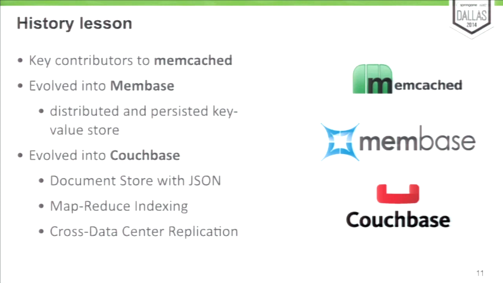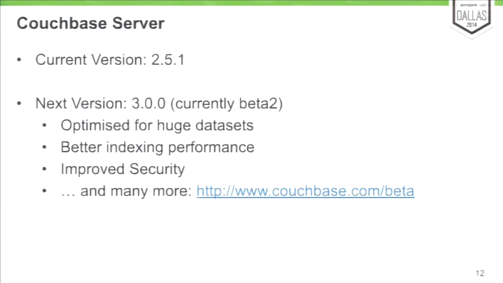And then sometime later, Membase merged with a company called CouchOne. Couchbase was built, and the caching product basically evolved into a full document-oriented database with first-class support for JSON, views, MapReduce indexing support, and also cross-data center replication. You can run data centers in Europe and US, and we take care of unidirectional or bidirectional synchronization between those clusters for you.